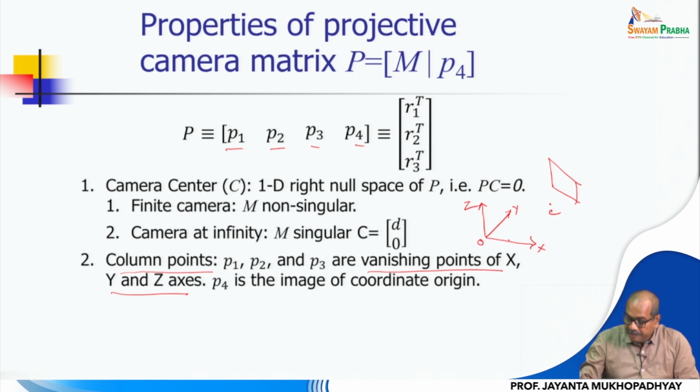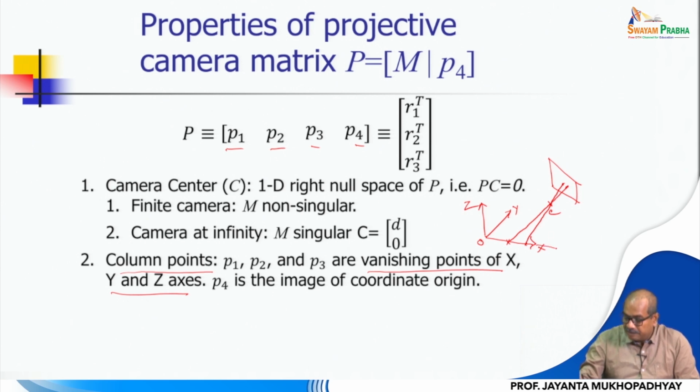So if I consider any point in the x axis, what I have to do? Its image could be obtained by this geometric configuration. So this is its image. This is the image plane, and it is passing through this point.